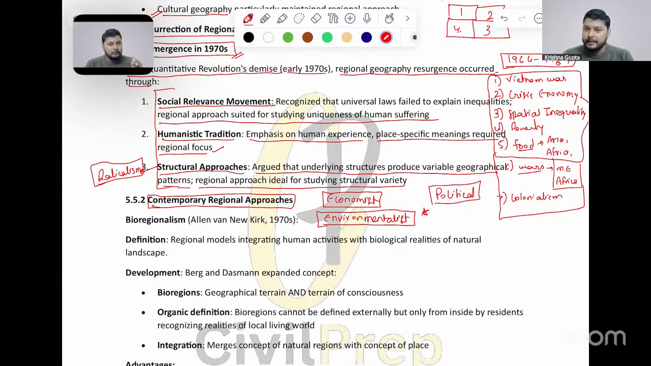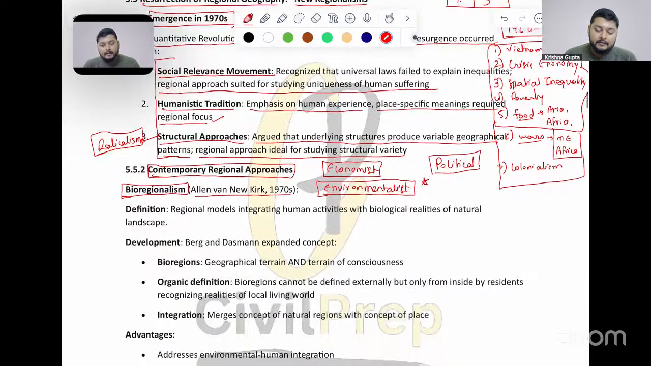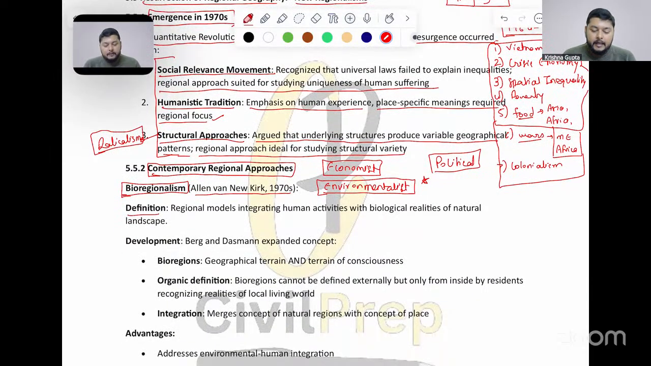1970s to 2025. Here there is one concept of bioregionalism, which was given by Alan van Newkirk in the 1970s. If we look at the definition, these are regional models integrating human activities with the biological realities of nature, the natural landscape. Okay, so regional methods, which was given by Hartshorne, integrating human activities with biological realities of the natural landscape.